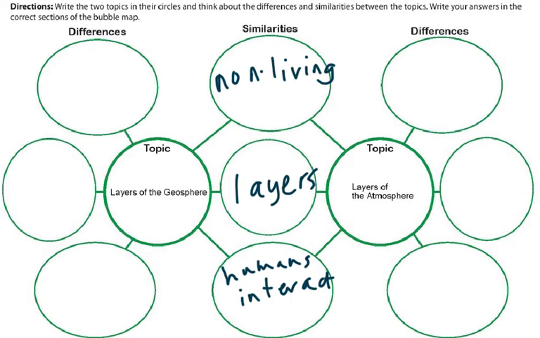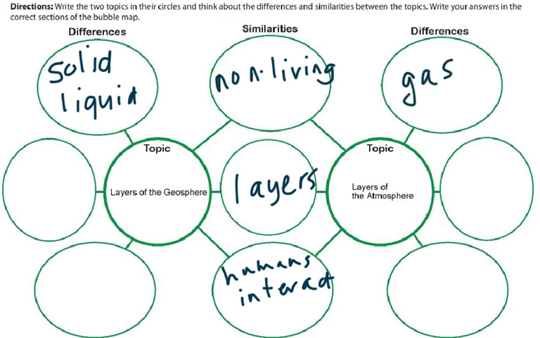Now, how about some differences? Well, this one's obvious. The geosphere is solid and liquid matter, while the atmosphere obviously is gas. With the geosphere, humans interact mostly with the crust, while in the atmosphere, humans interact with pretty much all layers.